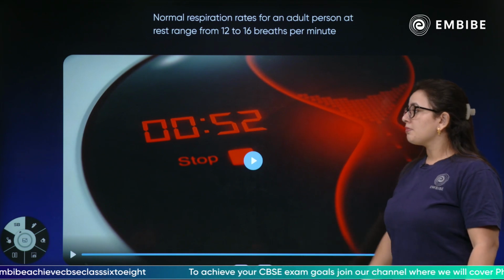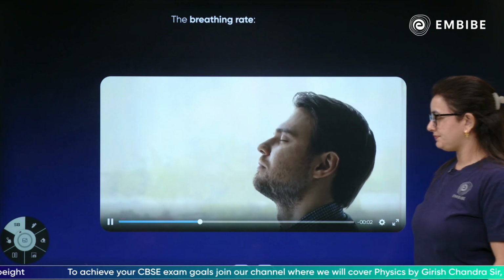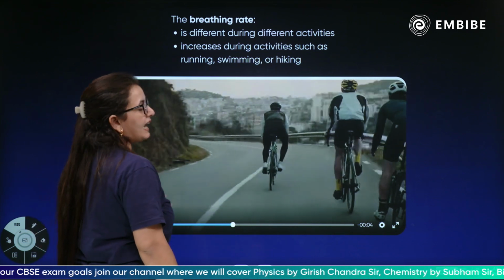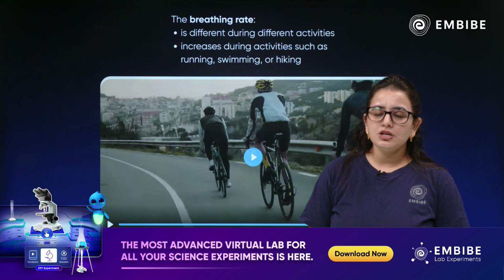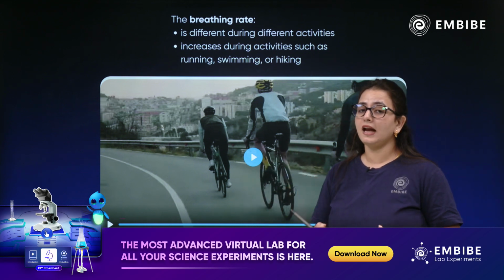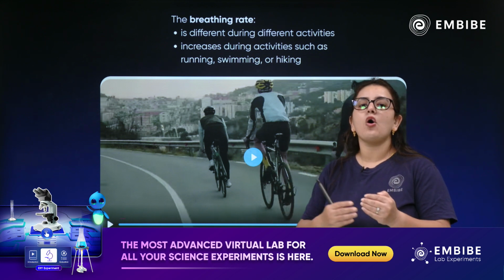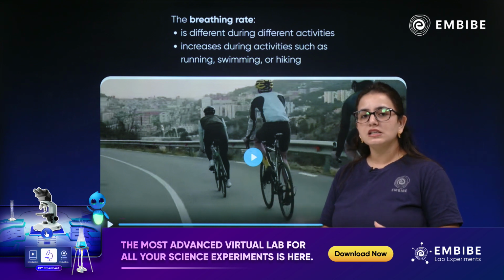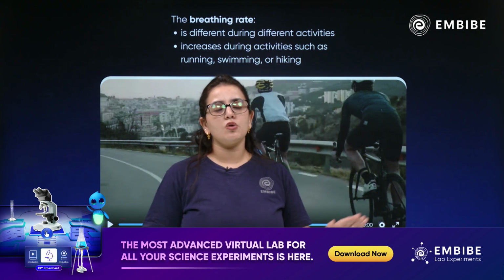Talking more about breathing patterns, children, the breathing rate is different during different activities. If I want to run, I have a faster breathing rate. If I'm just relaxing, lying down, sleeping, I will have a slower breathing rate. So whatever activity you are doing, the breathing rate differs accordingly. A person who is just lying down, relaxing, will have a very slow breathing rate.